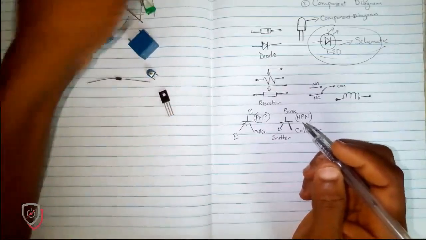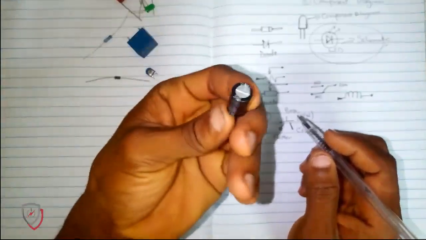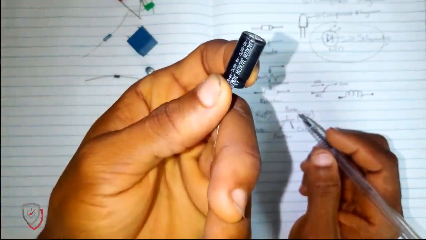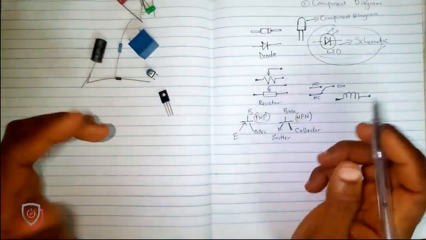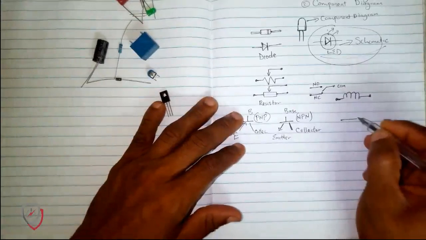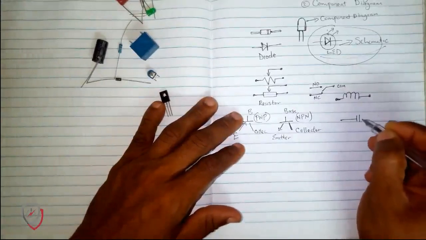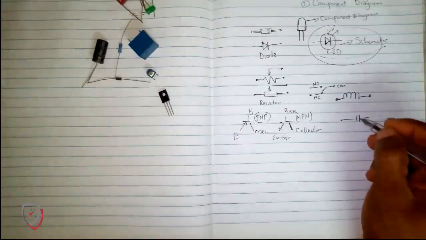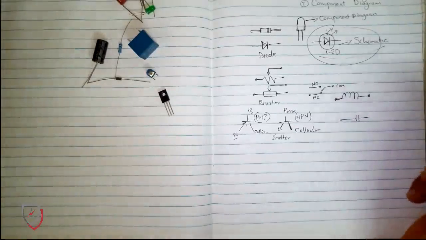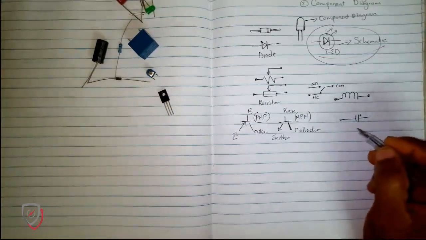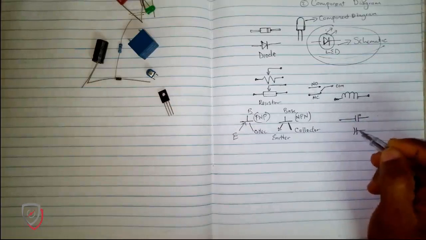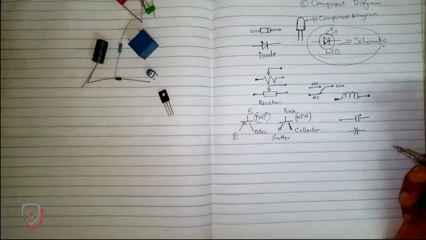Which other components? Okay, this particular one here, a capacitor. Now this is how to draw a capacitor. That is simply how to draw a capacitor. Some people will go ahead to add positive, while some people will make it look like this. They are all capacitors.